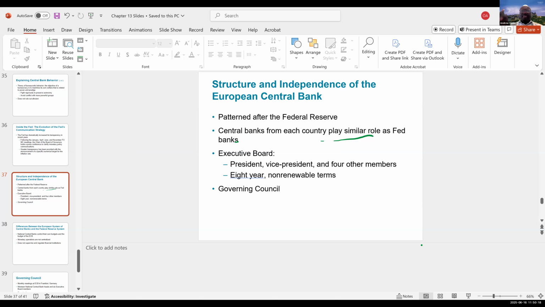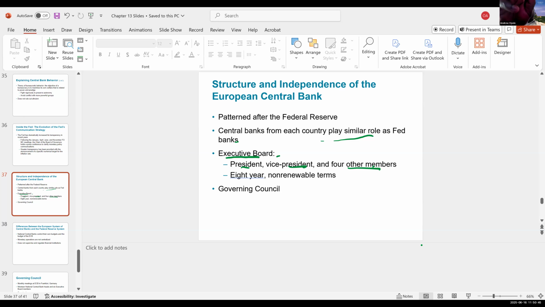That's similar. And then they also have what they call an executive board. Instead of a board of governors, where we have 7 governors who sit in Washington, D.C., the European Central Bank has an executive board. That executive board has a president, a vice president, and 4 other members. Okay, so they have 6 members. In America, we have 7 board of governors. They have 6 executive board members.